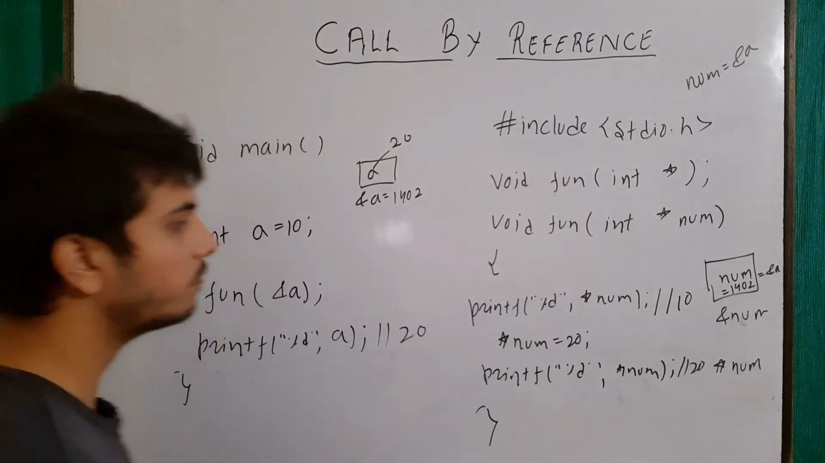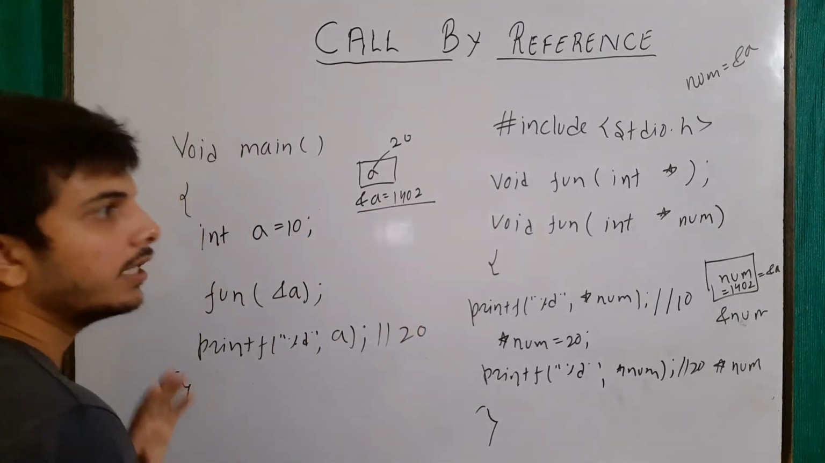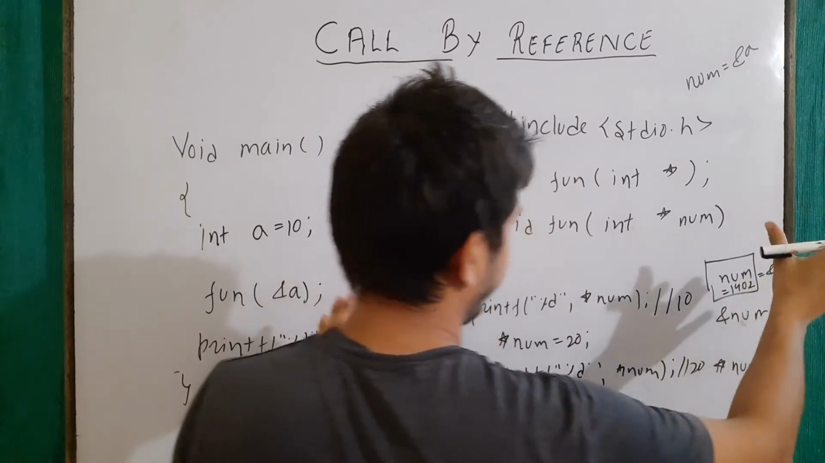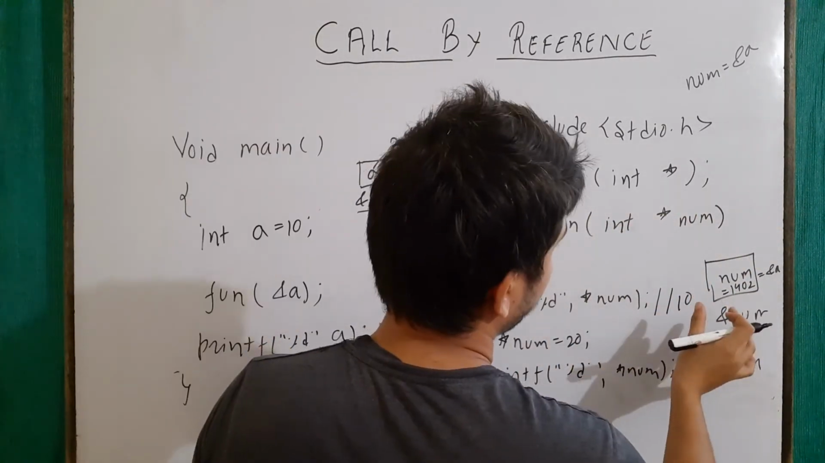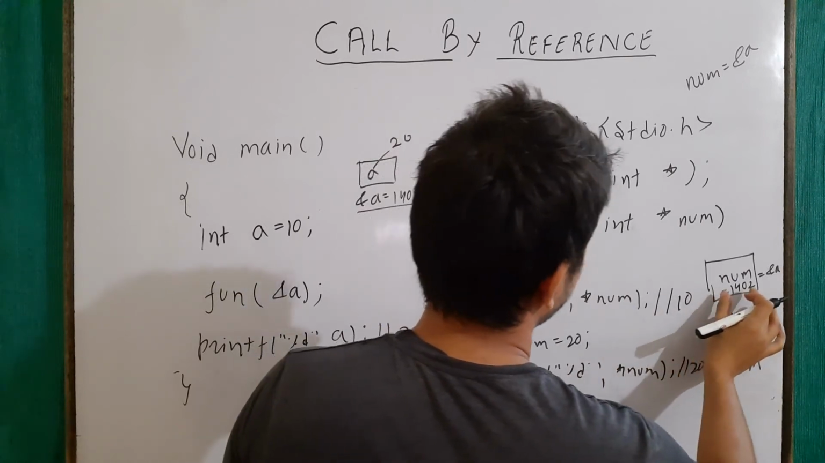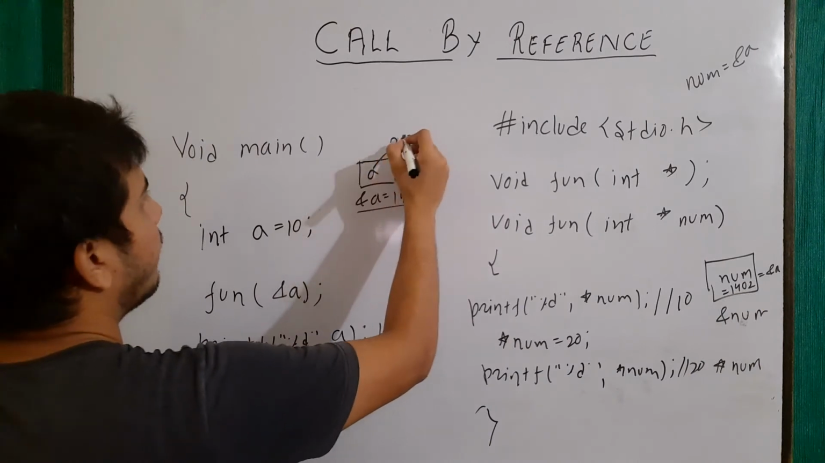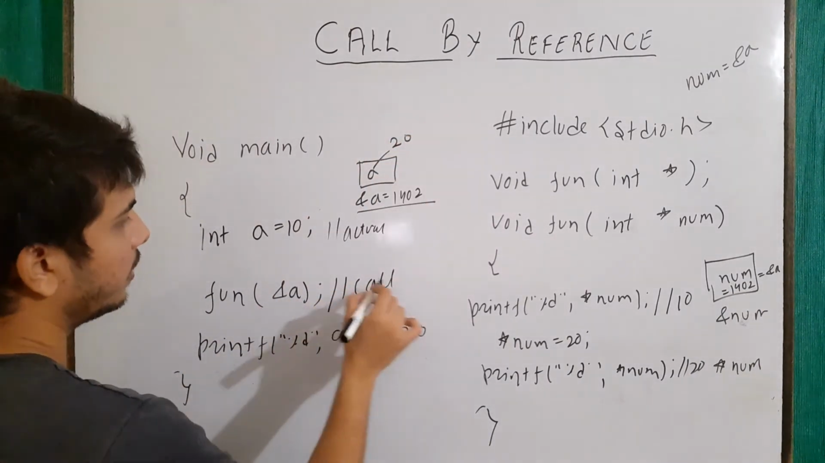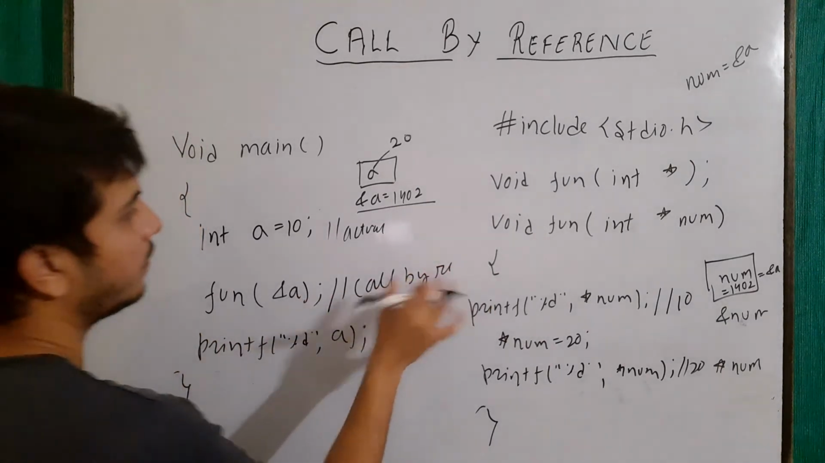Why? Because we had changed whatever was present in this memory location. In the call by value method there were two different memory locations and each operation was happening in its own location, but here I am changing the data present in this memory location directly. So this will be known as call by reference, calling of a function by reference.